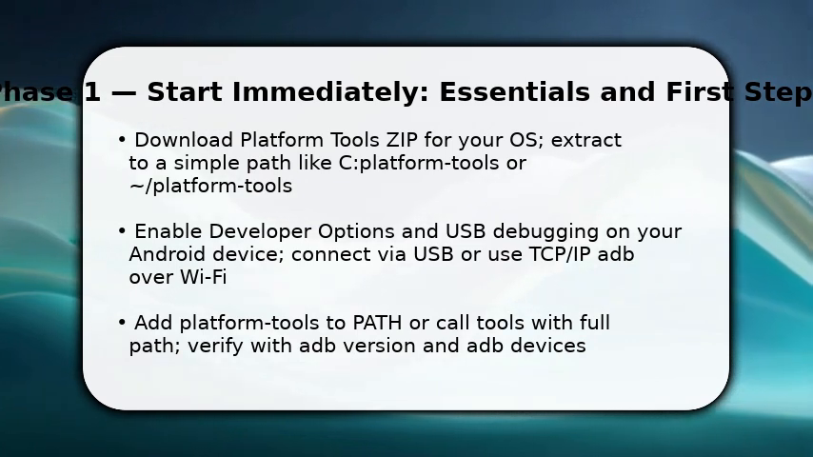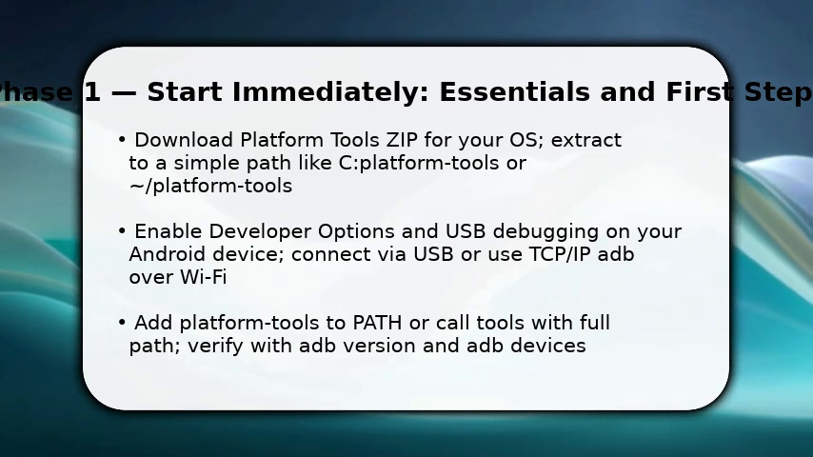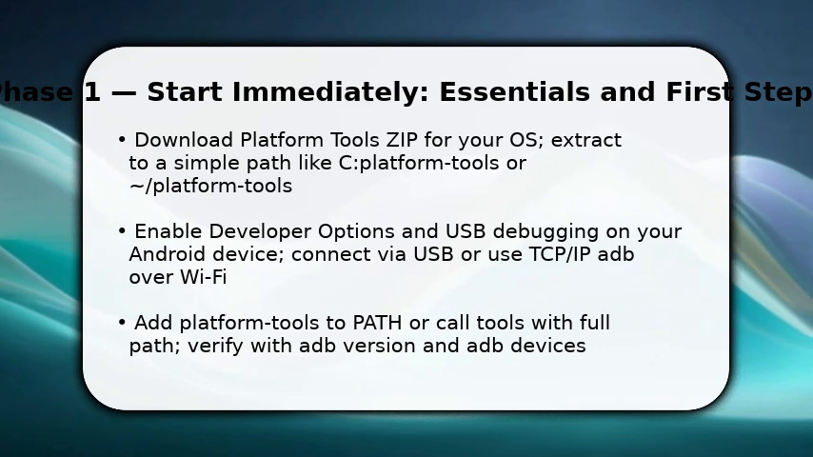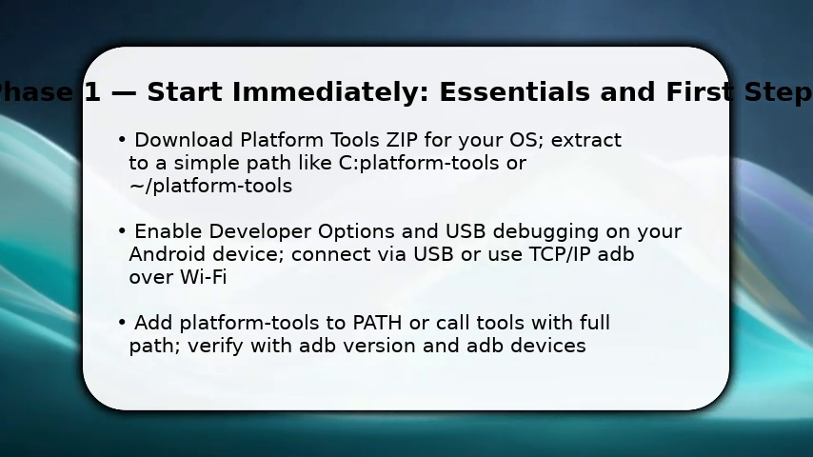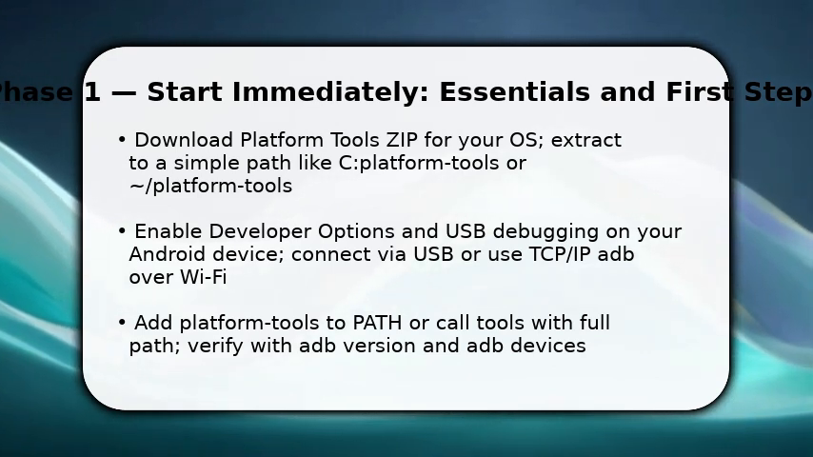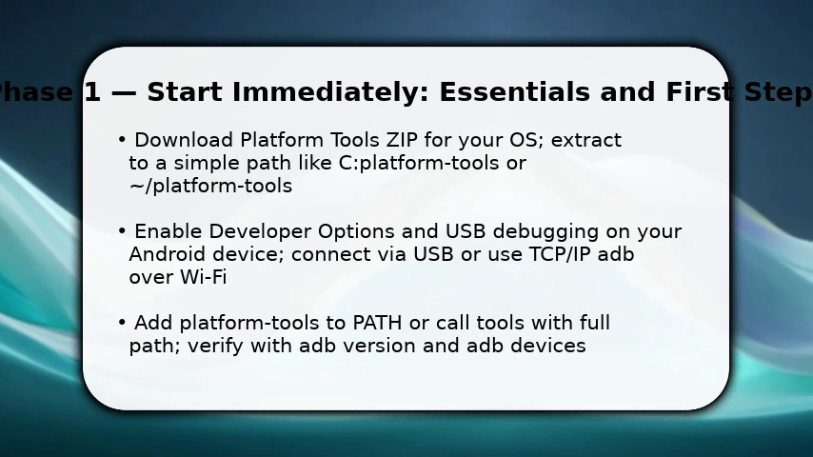On the device, enable developer options and USB debugging so ADB can authenticate. Then plug in the device, accept the RSA prompt, and run adb devices to confirm a working connection. That step avoids wasted troubleshooting later.